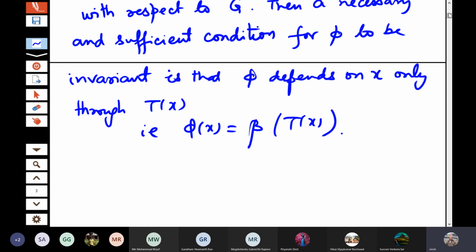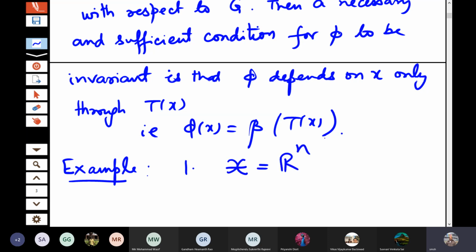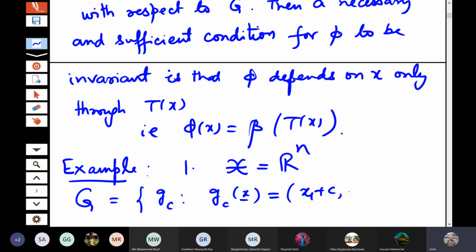So let us look at some examples of this maximal invariant. Suppose I take the sample space to be n-dimensional Euclidean space, and let us consider the group of transformations g_c of x, so at the point x, each of the values is translated by the same number c, where c belongs to R.